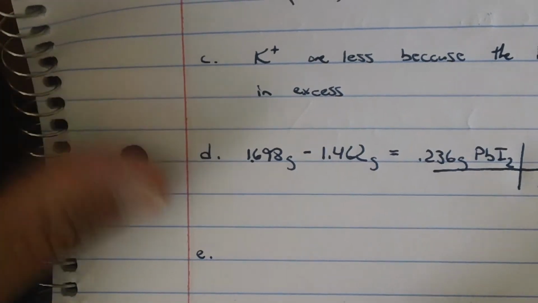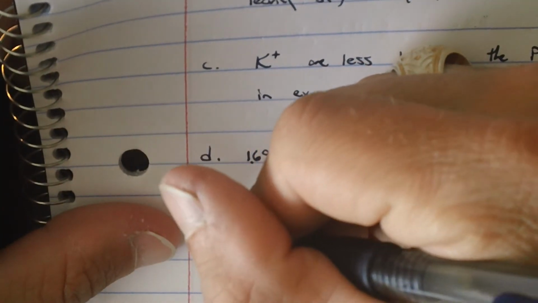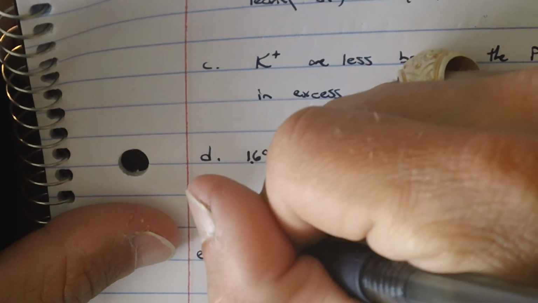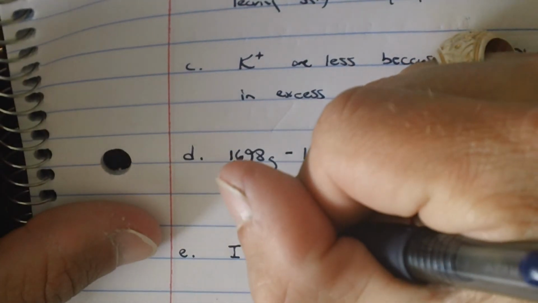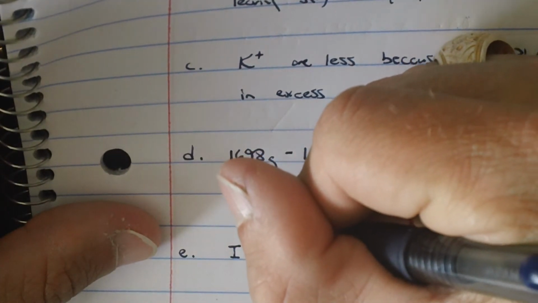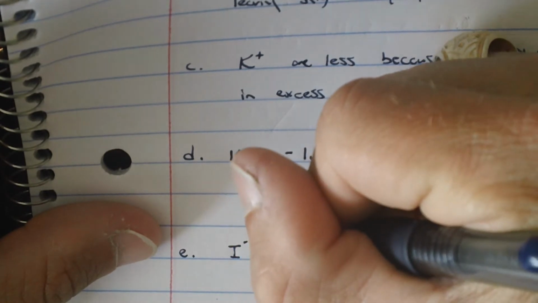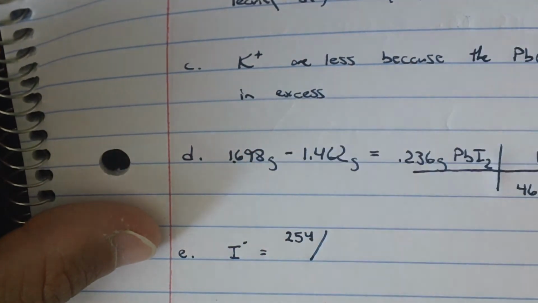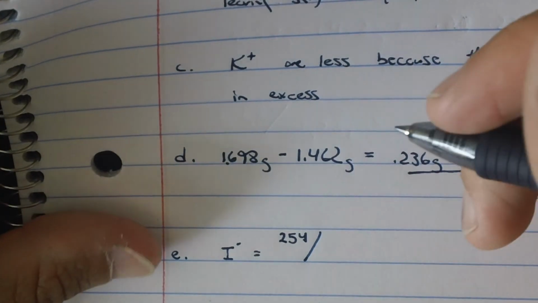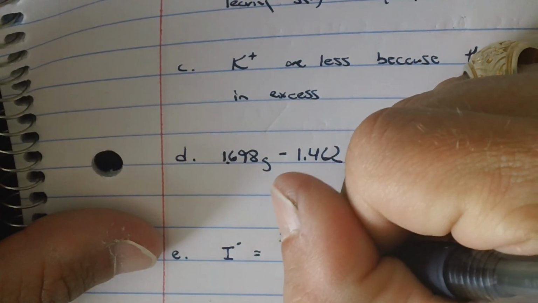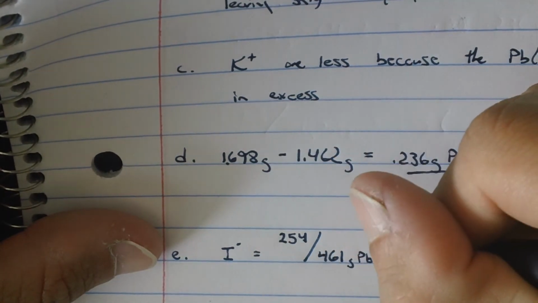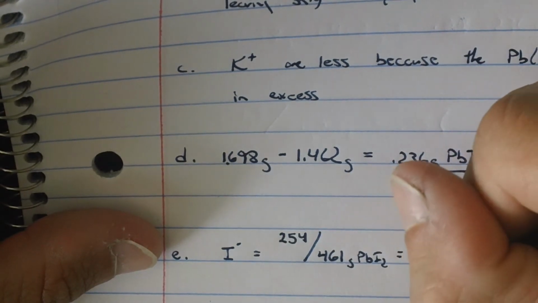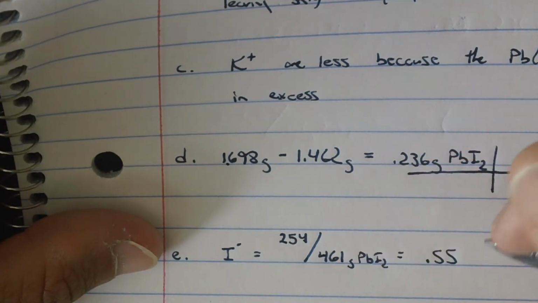And so part E, we are going to figure out how much of that lead iodide is iodide. So it's a little mass percent. The proportion of iodide is the mass of iodide, and there's 2 of them in PbI2. So 127, the mass of iodide, times 2 gives us 254, divided by the total mass of the lead iodide, which is 461 grams of PbI2. If we take that fraction, we get 0.55, or 55% of it is iodide in that tablet.